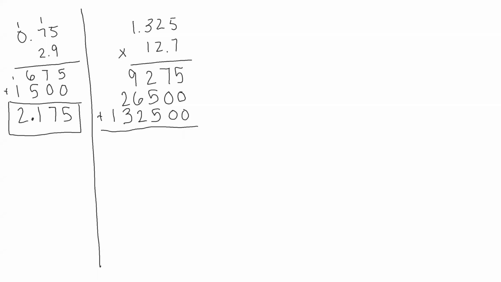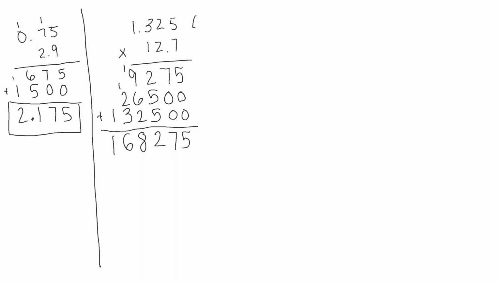So I add 5 plus 0 is 5. 7 plus 0 is 7. 5 plus 5 is 10, plus 2 is 12. So I keep a 2, I carry a 1. 1 plus 9 is 10. 10 plus 6 is 16. 16 plus 2 is 18. So I keep an 8, I carry a 1. 3 plus 2 plus 1 is 6. And there's nothing to add to this last one, so I drop it down.